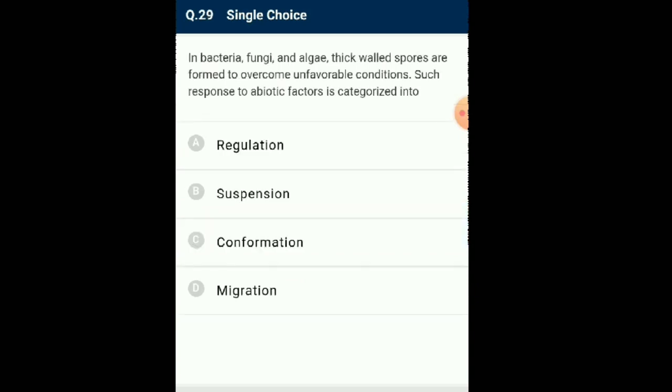Question number 29. In bacteria, fungi, and algae, thick walled spores are formed to overcome unfavorable conditions. Such response to abiotic factors is categorized into. It is the stage in the life cycle where an organism changes its developmental, physiological, structural, and biochemical behavior to pass through unfavorable conditions. Thick walled spores are found in bacteria, fungi, and lower plants to overcome unfavorable conditions. Higher plants produce dormant structures like seeds and other vegetative structures. So, the answer for this question is option B, suspension.